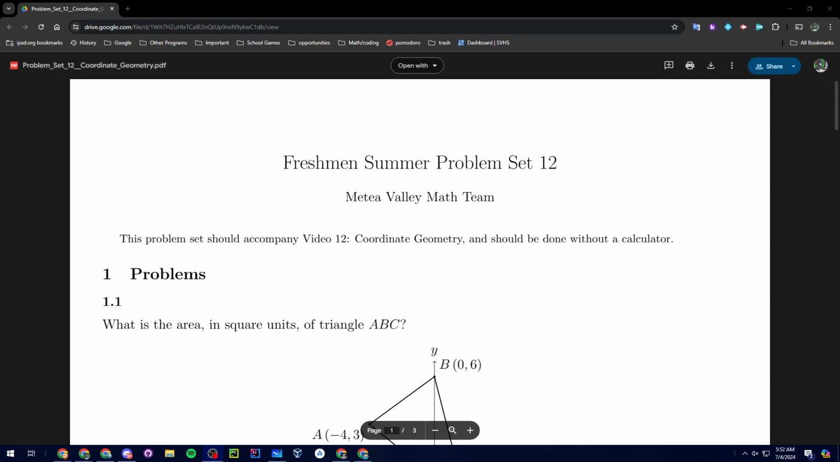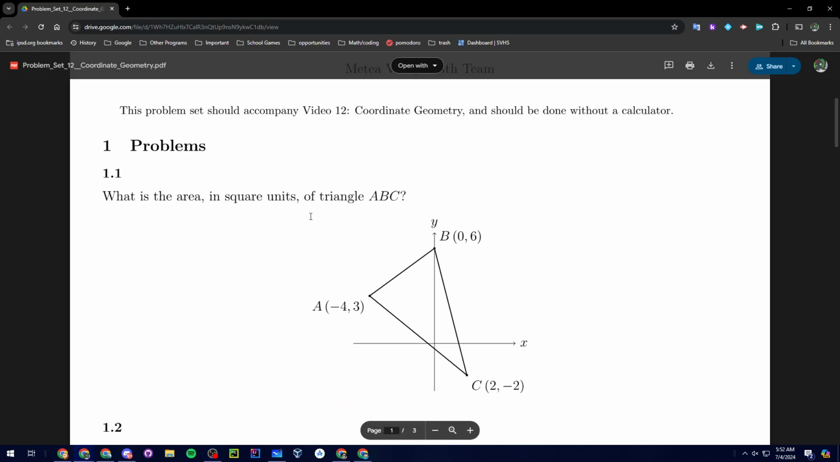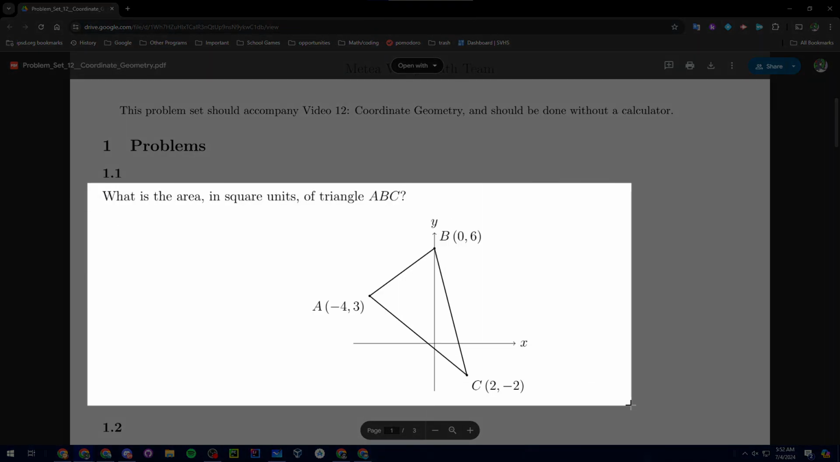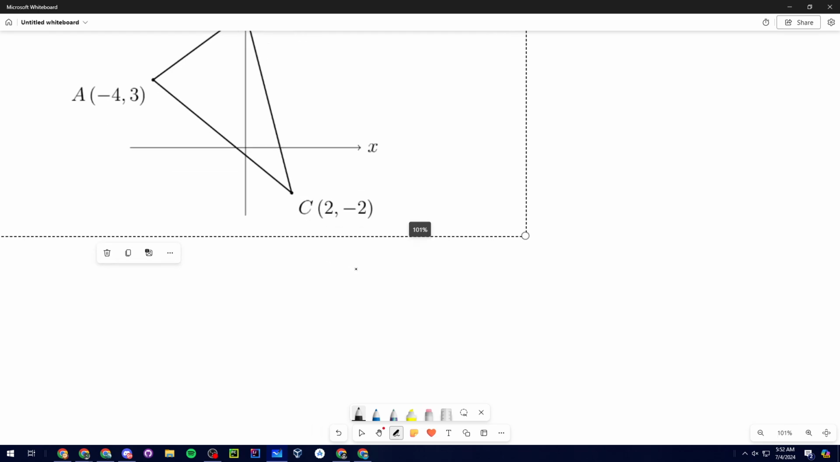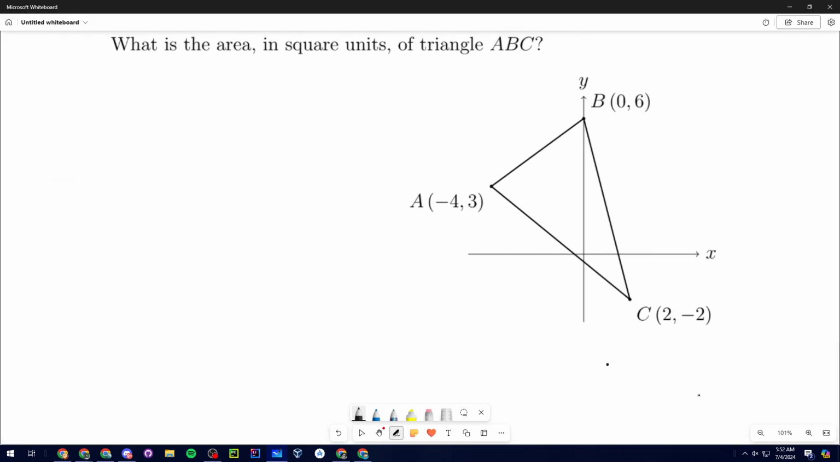Hello, this is the freshman summer problem set number 12, the solutions. These problems are a lot easier than the last video, so I guess we'll do them pretty quickly. But yeah, they're pretty self-explanatory if you paid attention to the video. I don't see why it would be any different than the video. But yeah, this one, just shoelace.